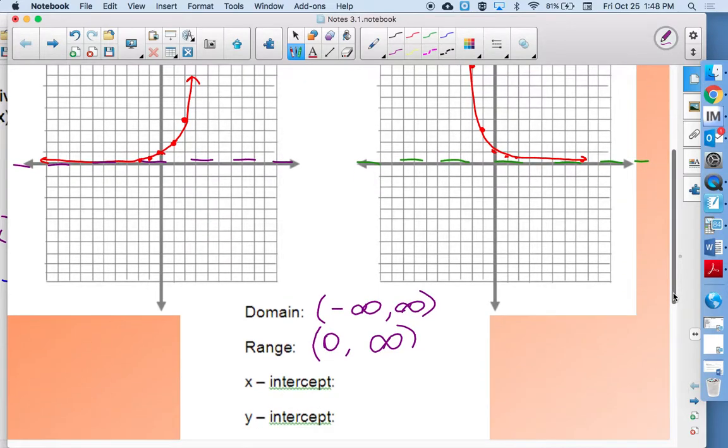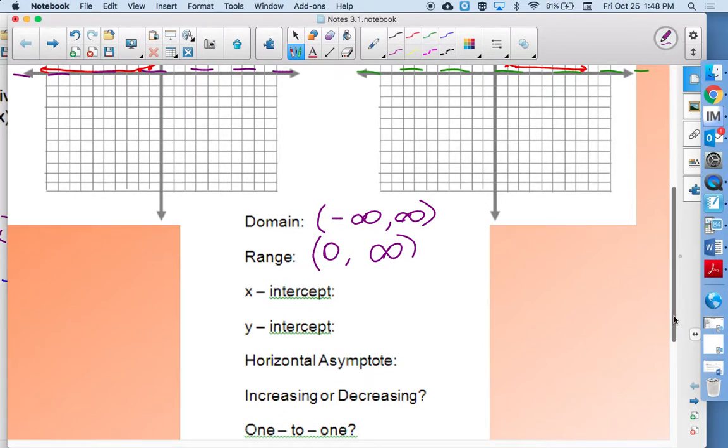The next two questions, x and y intercepts. Maya, what's the x-intercept? How about the y-intercept? Yeah, they both have that, because any power of 0 always makes the number a 1. Doesn't matter what the base is. Horizontal asymptote. That's my y equals 0, the x-axis.